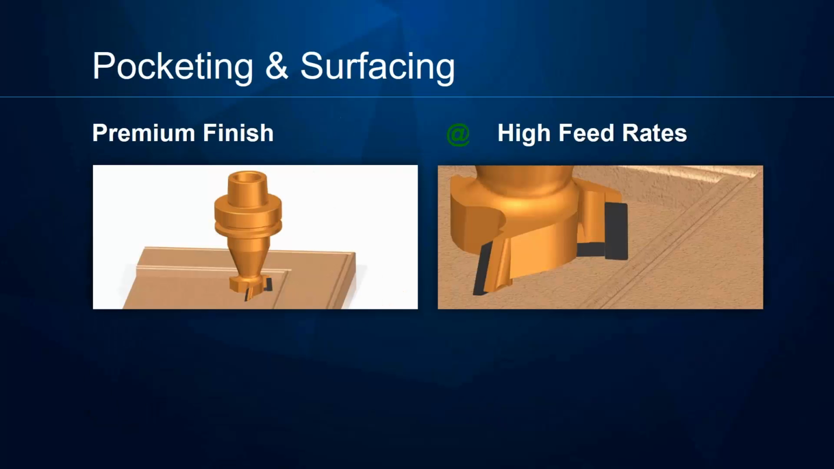On the pocketing and surfacing slide, we have premium surface finish at high feed rates, and these really are the two features that make this the best process. Premium finish is provided using a diamond tooling with a radius. Now that means that you can step the tool over with minimal transition lines. And this diamond tooling also allows you to achieve higher feed rates due to the design and rigidity of the tool.